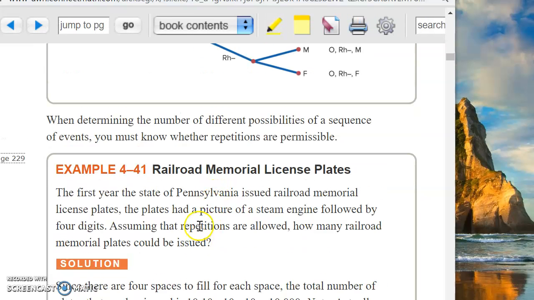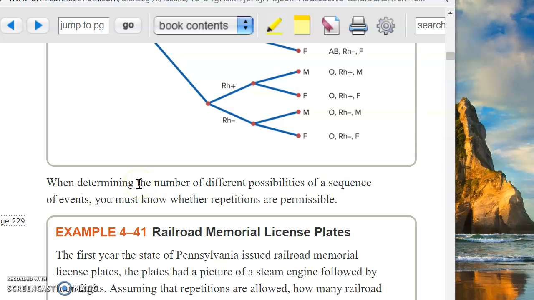Okay, so now here's an important point. When you determine the number of different possibilities of a sequence of events, you must know whether repetitions are permissible. Sometimes the author will call this repetitions, and sometimes the author will call it replacement. The two terms basically mean the same thing. You're either repeating the same outcome, or you can also say you are replacing whatever it is that you're dealing with.